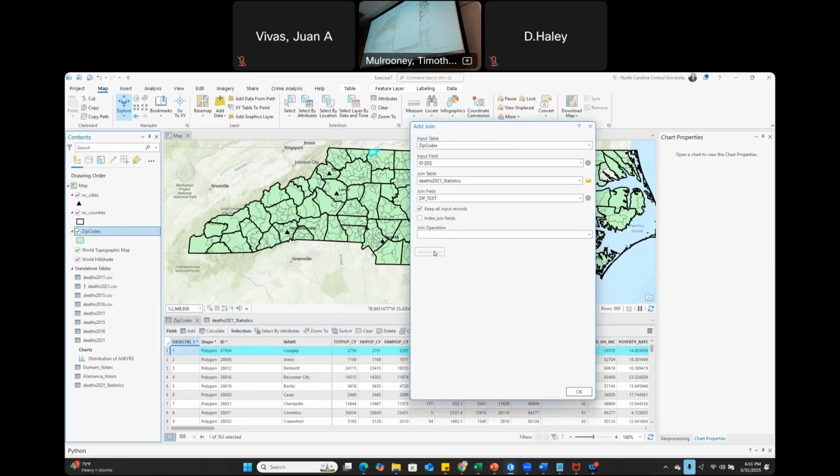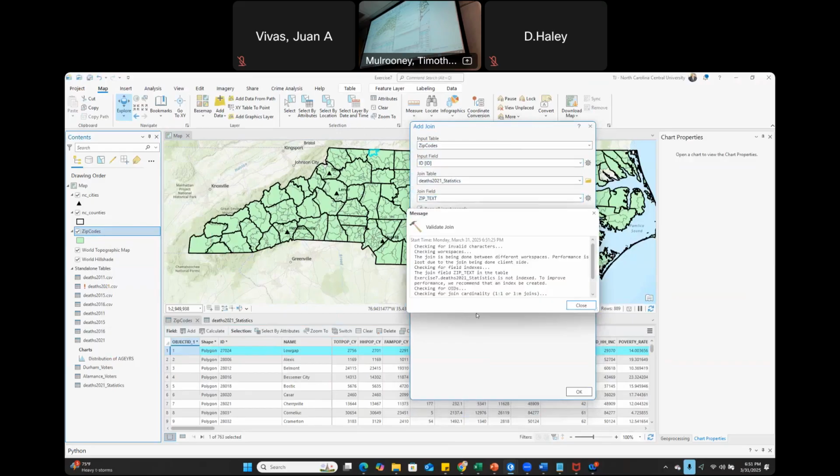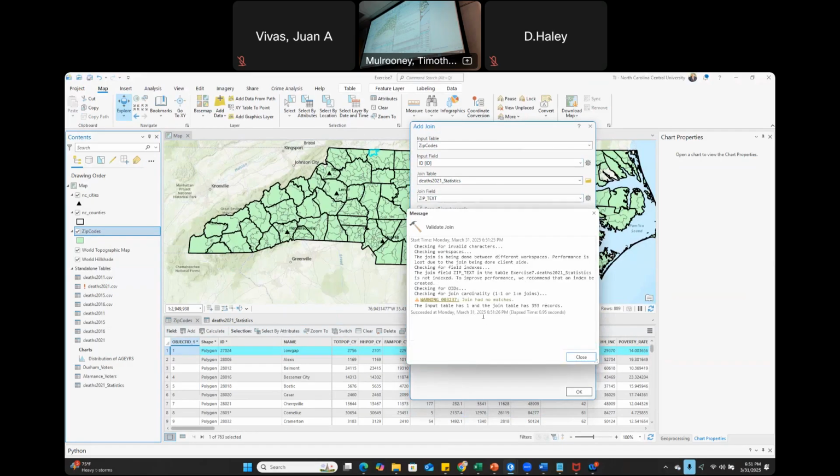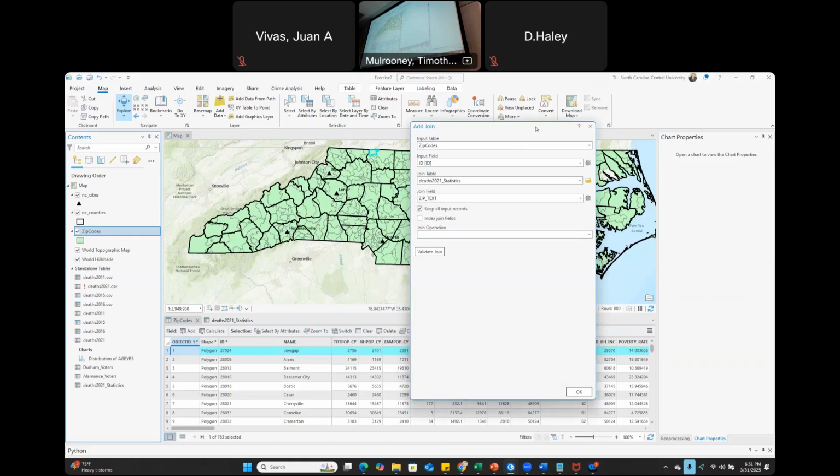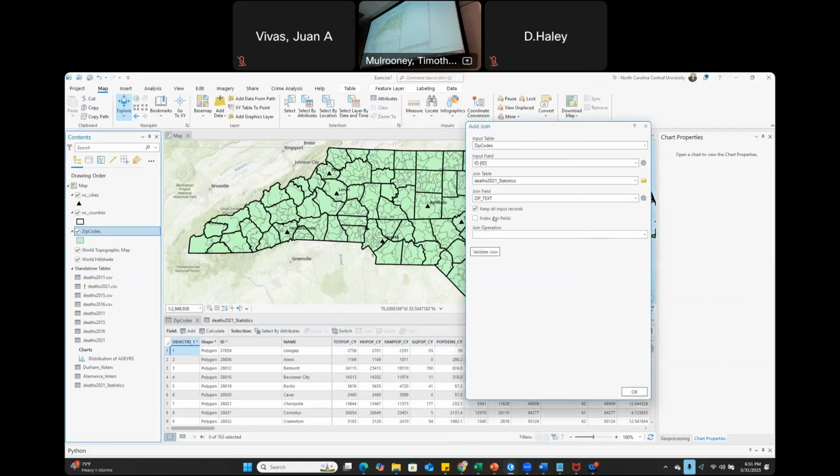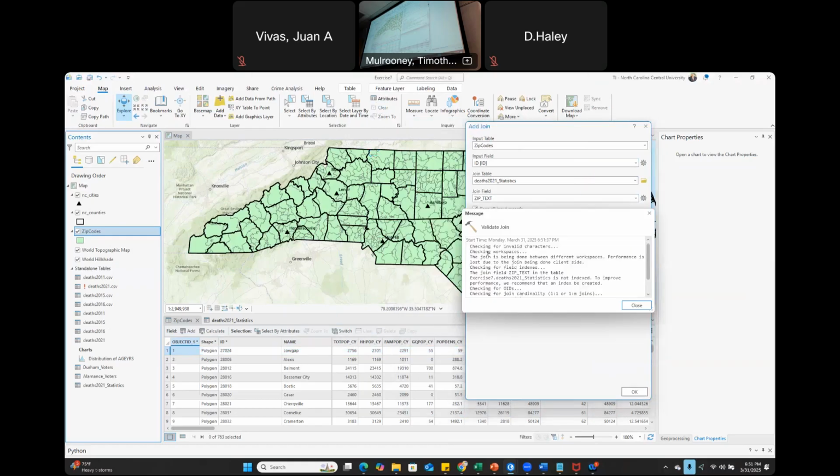I want to validate my join just for the heck of it. Uh-oh, join had no matches. Why? Because I got to clear that. Now I'm going to validate my join. Now it says one-to-one join is matched for 311 records with 353, one-to-one for 311. Why is there a difference between 353 and 311?